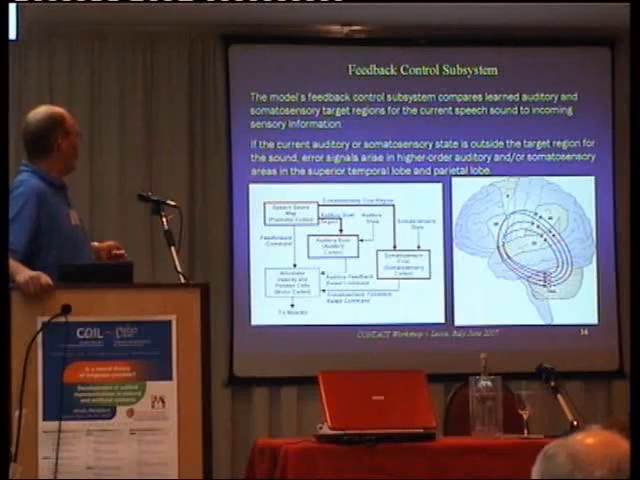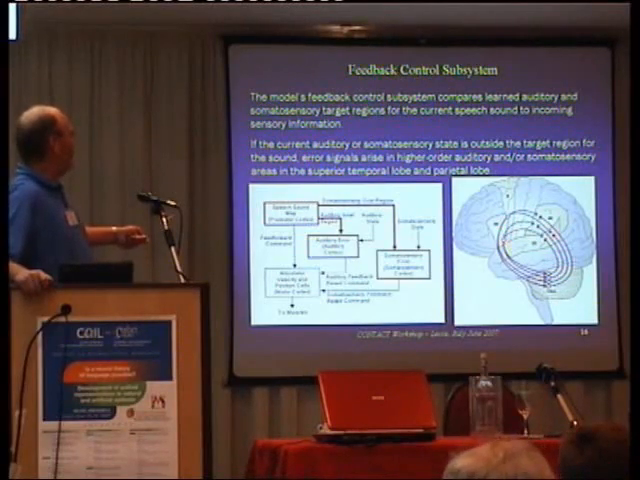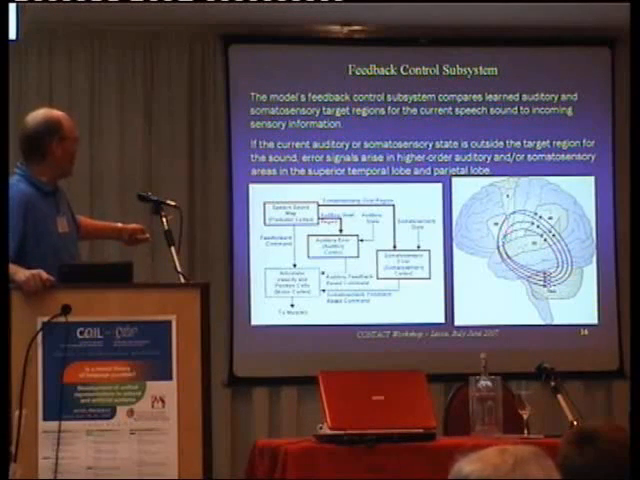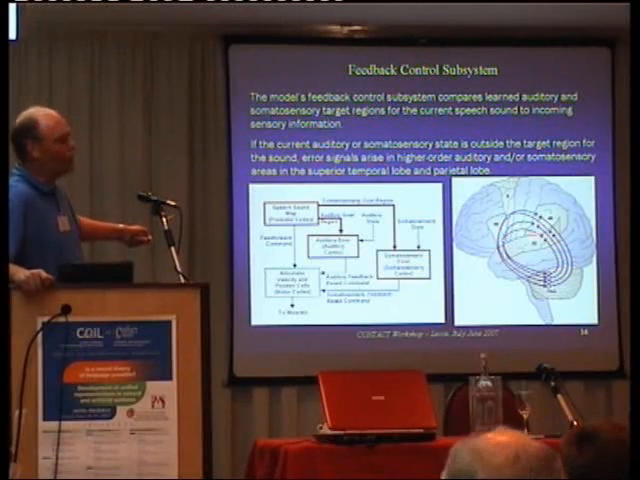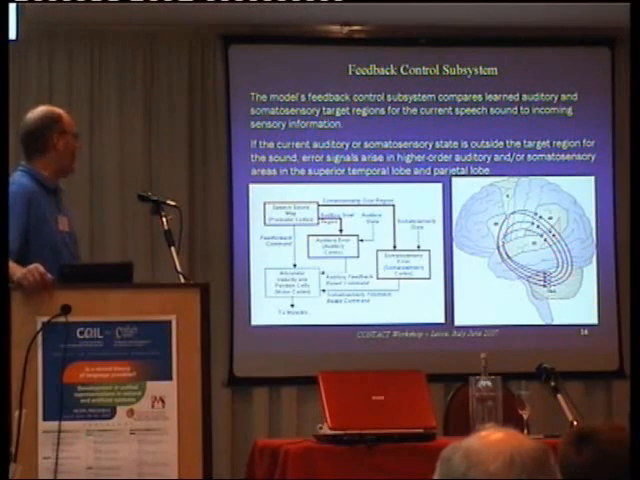One aspect of the feedback control system is the fact that we have these targets. We have for each speech sound a learned auditory target and a learned somatosensory target. And these, we believe, are instantiated by projections from cells in the premotor cortical areas over to the higher order sensory areas. So the higher order somatosensory cortex in the supramarginal gyrus, and the higher order auditory cortex in the posterior portions of the superior temporal gyrus and the planum temporale.